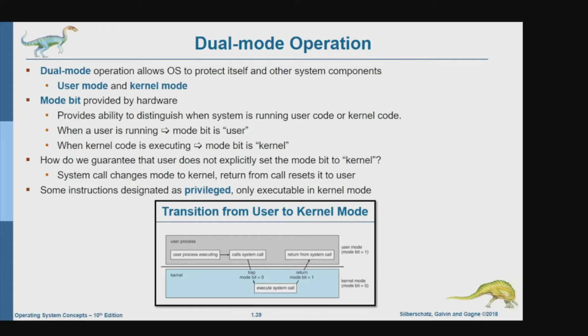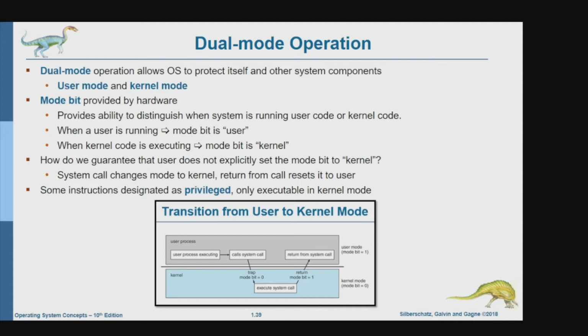Okay, and then we have another term, mode bit. This one is provided by the hardware, and the mode bit is based on the numbers 0 and 1. It provides the ability to distinguish when the system is running user code or kernel code. You can look at this diagram, the transition from user to kernel mode. User mode is identified by 1 and kernel mode is identified by 0. So if the mode bit is equal to 0, that is kernel mode. When the mode bit is equal to 1, that is user mode.